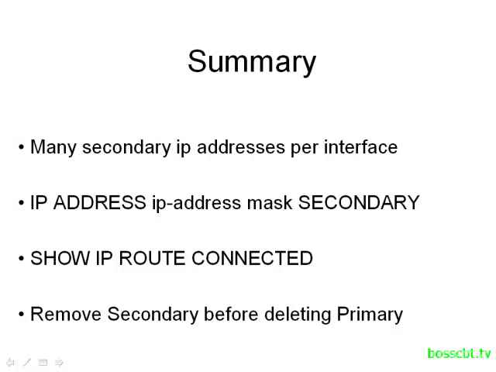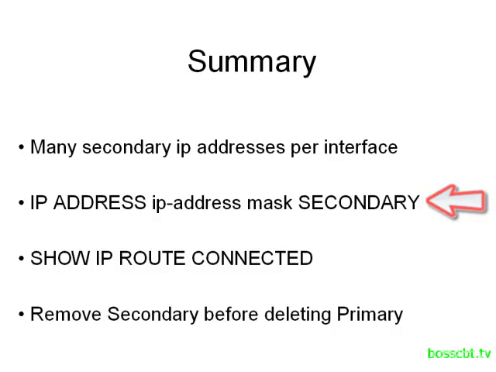Okay, to summarize what we covered, we now know that we can put many secondary IP addresses on a single interface, and some of the reasons to do that are to expand our subnet so we can add more hosts, or to migrate to a larger subnet. The command we want to use is the ip address command, but we include the secondary parameter at the end, and make sure you do that.